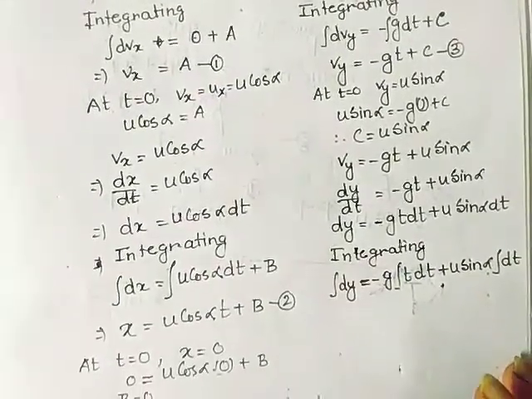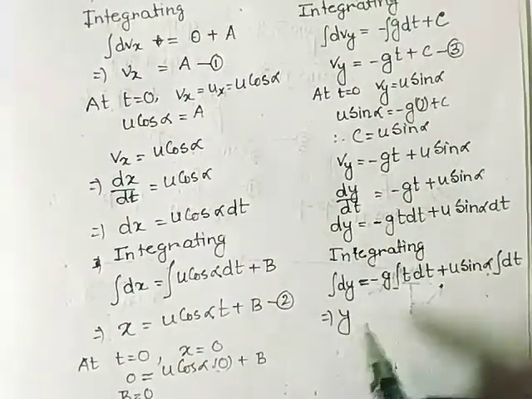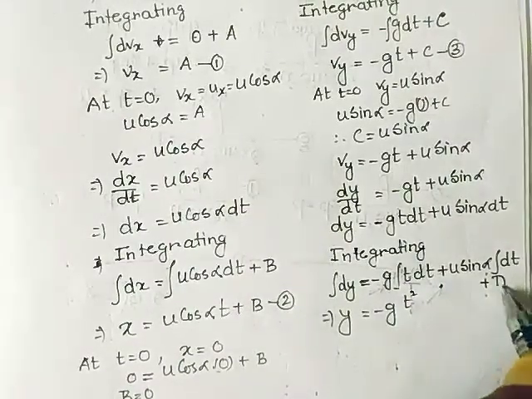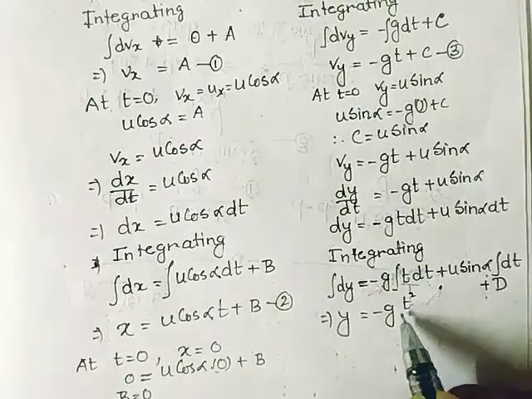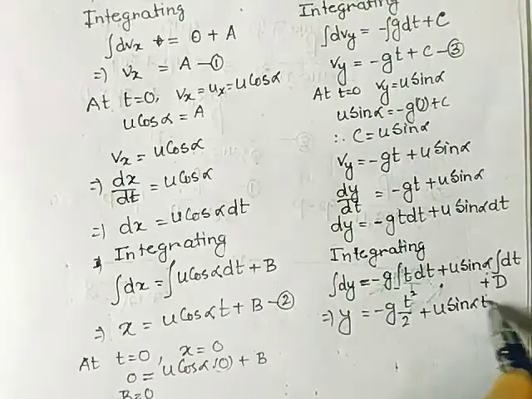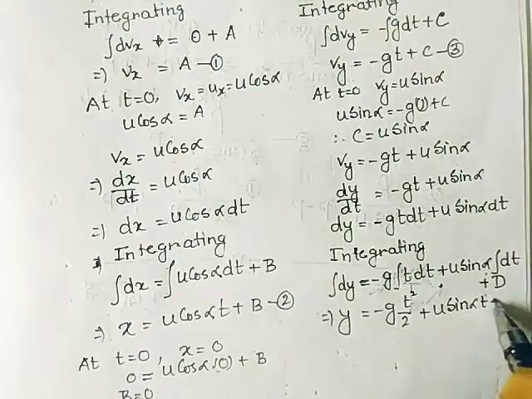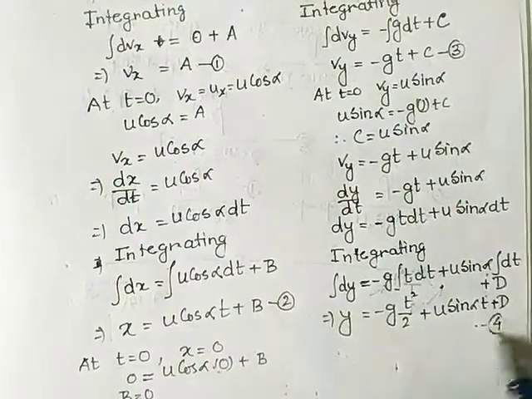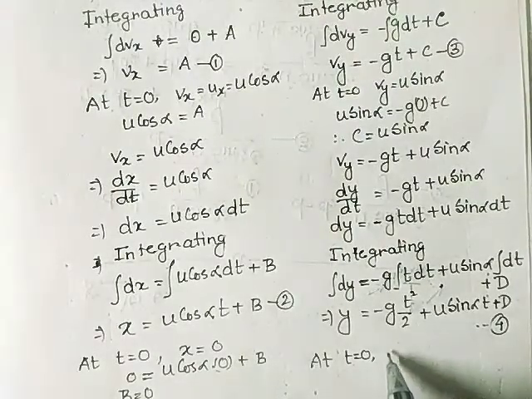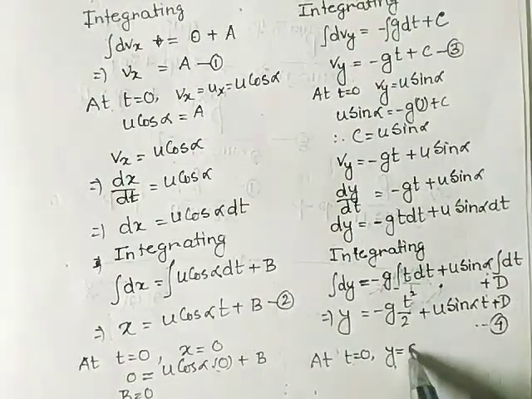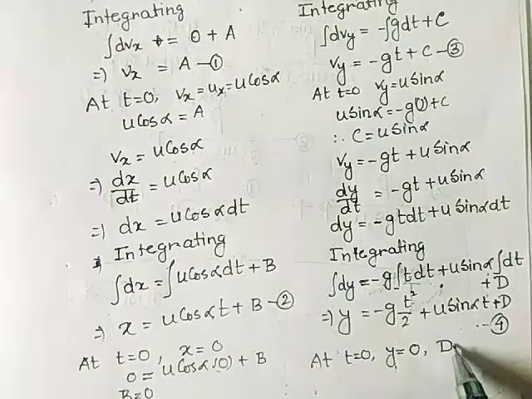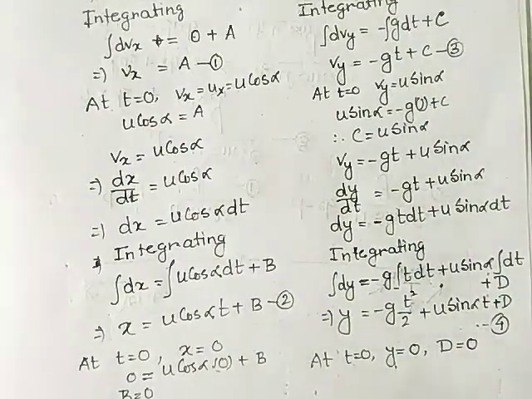So from here we can understand this. It is y equal to minus g into t square by 2 plus u sin alpha into t plus d. Obviously here one thing I have missed, that d is the constant of integration. Let us say this is equation number 4. At t equal to 0, initially y equal to 0. If I put this in equation 4, the boundary condition gives us d equal to 0.